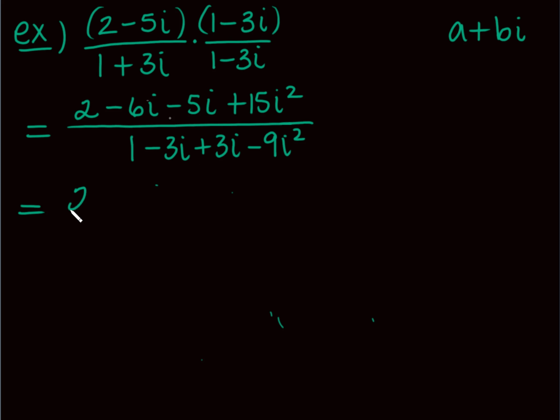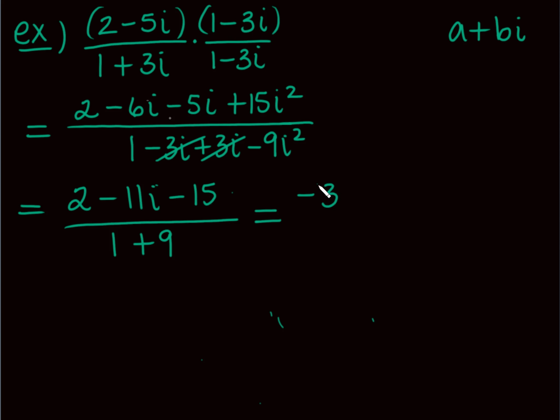And now let's simplify this guy. On the top I have 2 minus 11i, and 15i squared becomes a negative 15 because i squared is negative 1. Same thing on the bottom. i squared is -1, so this becomes 1 plus 9. And now look at what we got, guys. This is really cool. I get a -13 minus 11i all over 10.